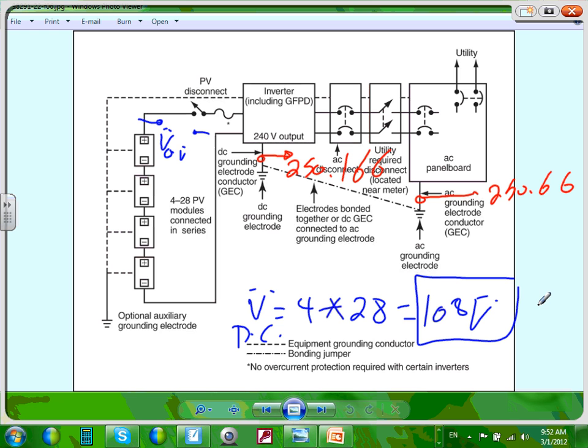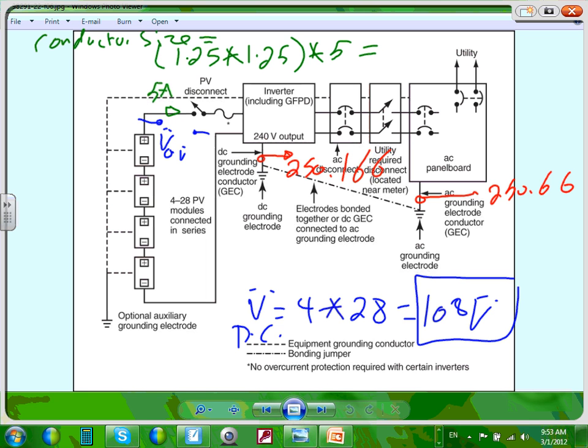Let me tell you how they do it, guys. If the current coming out of this system is 5 amps, do you know how they size the conductor? For conductor size, they take 1.25 times 1.25 times 5 amps. This is how we size it. The first 1.25 accommodates for short circuit, because the current we're using is the short circuit current. The second 1.25 accommodates for continuous load.